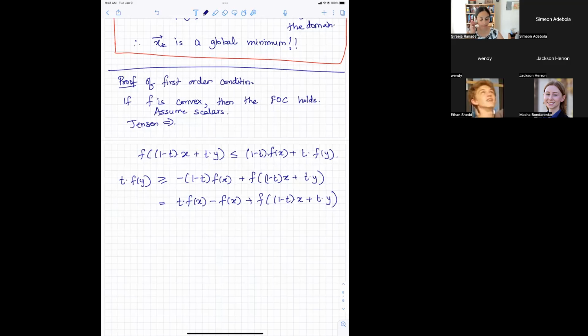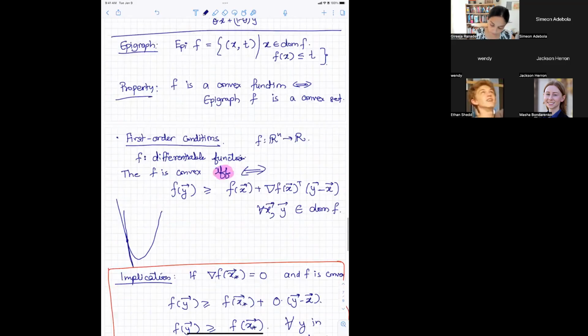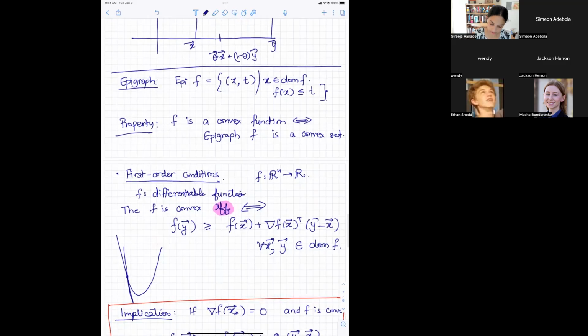Yeah, we want to take some kind of limit. What's an even simpler thing that we want to do first before taking a limit? We definitely want to take a limit. Divide by t, right? Exactly. So here I have t times f of y greater than or equal to this. Let me copy what we want to get to here so that you all can see it. Maybe that will help.